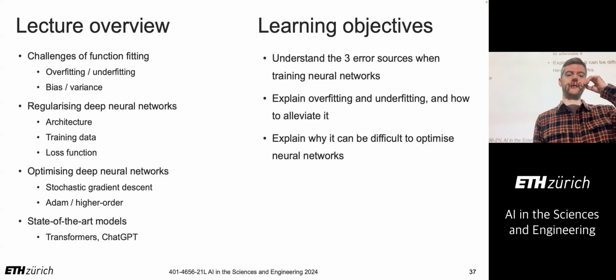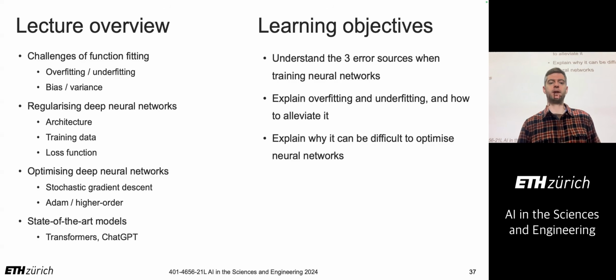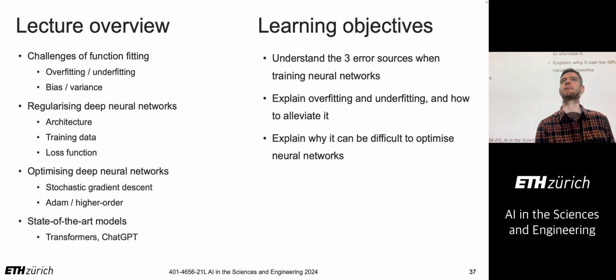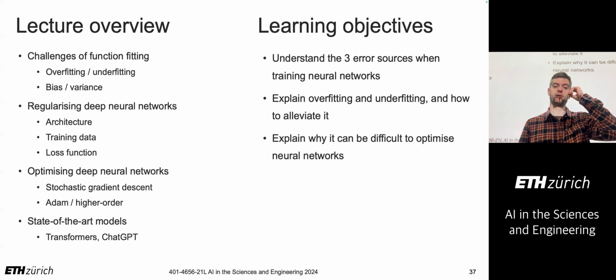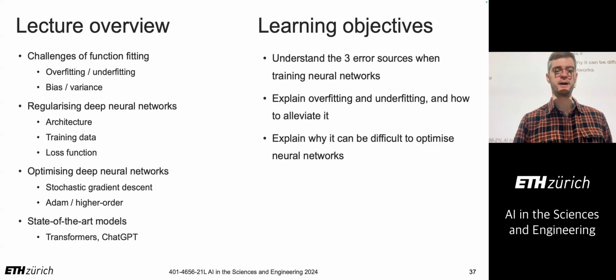Okay, so we talked about overfitting and underfitting. Then we talked about ways to alleviate both of those by using regularization. I talked about many different regularization techniques, and hopefully you've learned a few more. Now I'm going to talk about the final part of this lecture, which is optimizing deep neural networks, and the fact that the optimizer that we choose has a massive impact on the performance of the network. And we should have time to talk about ChatGPT at the end.